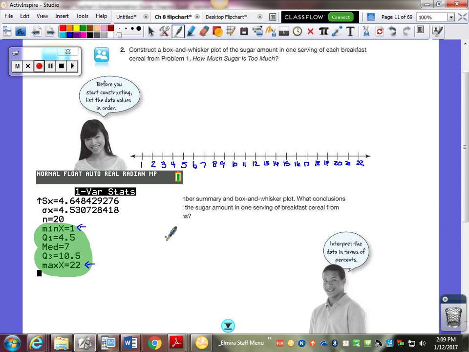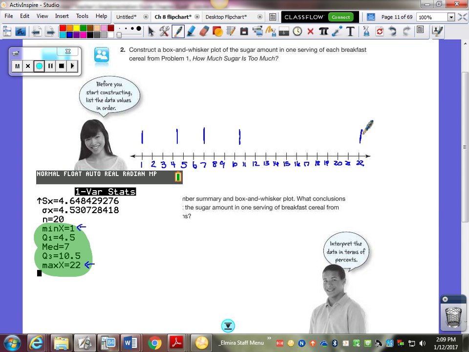Okay, then to make a box and whisker plot, start with the smallest number and put a vertical line above it. 4.5 is our Q1, so here's 4, here's 5, 4.5. Make another little vertical line there. Median, 7. Q3, 10.5. And max is 22. Okay, so you put all those little vertical lines in there.